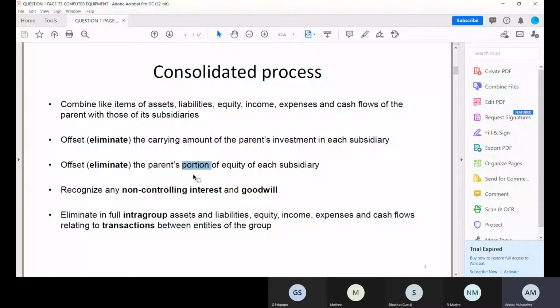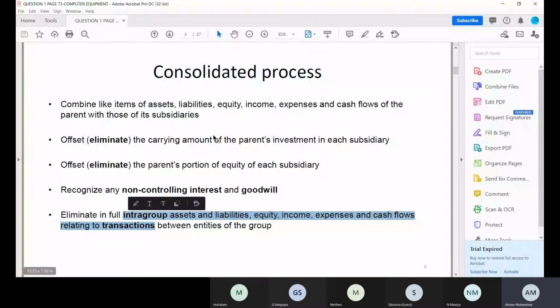Lastly, we must eliminate in full intergroup transactions. This is where I've indicated that we're going to spend more time. So this is the consolidation process. You must know it by heart, and you must know how to apply it.